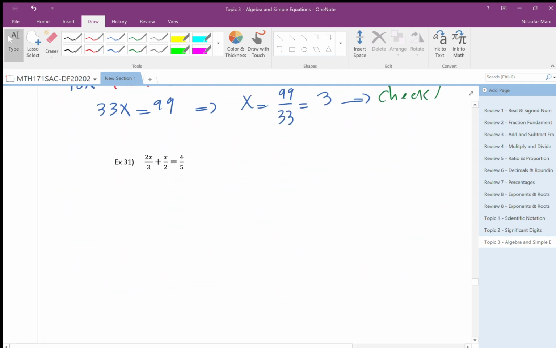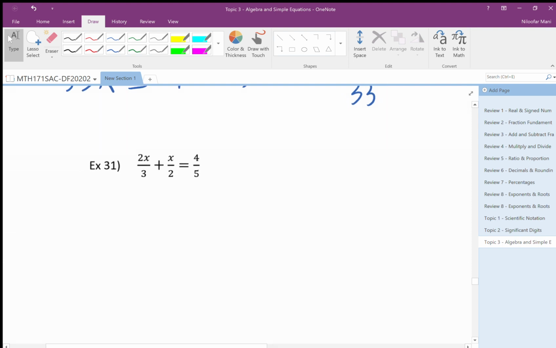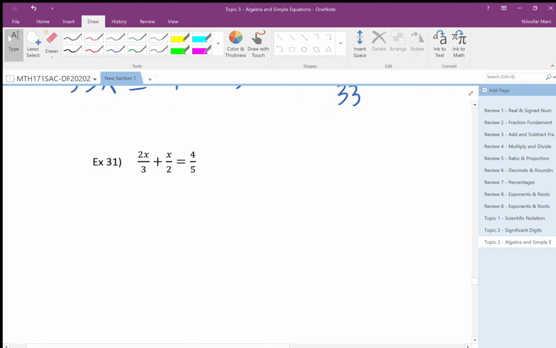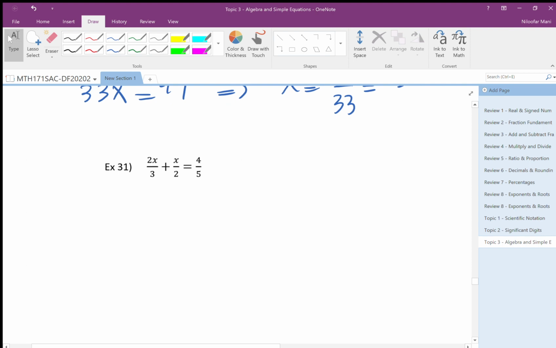I have fractions. I need to be careful with OneNote because sometimes it doesn't work. So here, what is the common denominator? The least common denominator between 3 and 2 and 5 is 3 multiplied by 2 multiplied by 5, which is 30. So I have 2x over this plus x over 2 equals 4 over 5.